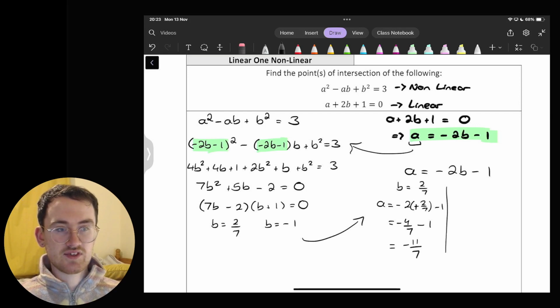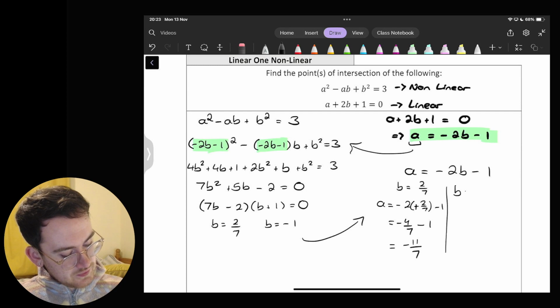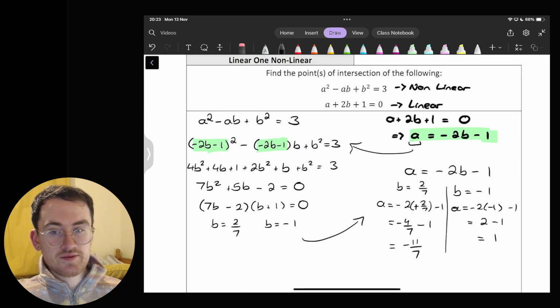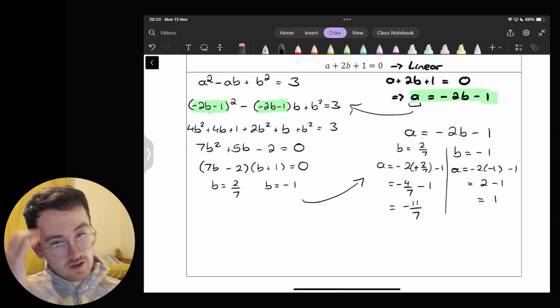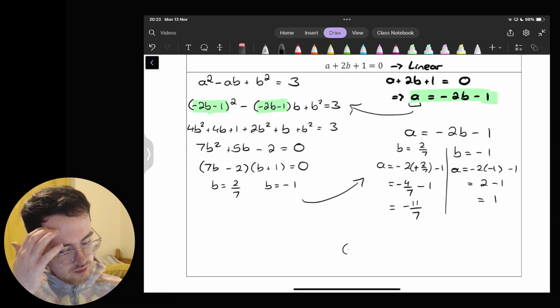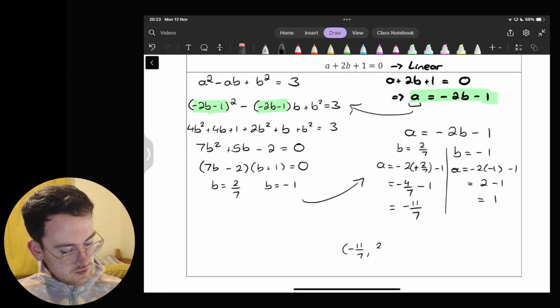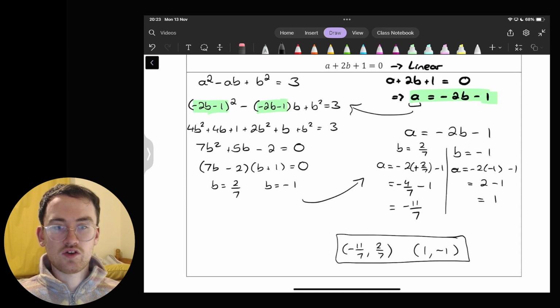Okay, minus 11 over 7 there. And then this one here, b being minus 1. So this time, yes, we are going to have the negative sign inside there. So we get 2 minus 1, which of course just gives me 1. So filling in my 2 points there, if we put a first maybe, we will have minus 11 over 7, 2 over 7, and we will have 1, minus 1 as my 2 points of intersection for those 2 curves.